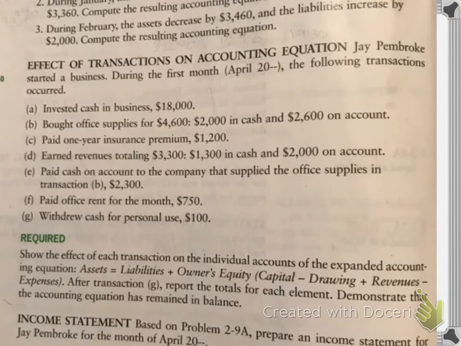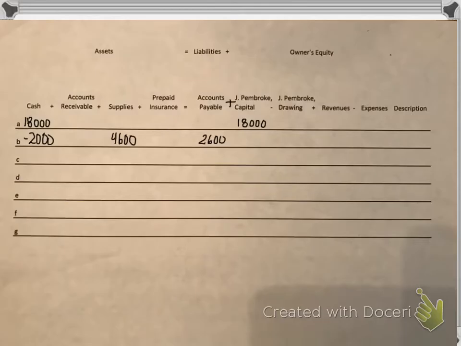Okay, so transaction C says paid 1 year insurance premium $1,200. Paid 1 year insurance premium. So you're paying for insurance in advance. And if you remember, as we went over the chapter, insurance paid for in advance is an asset, and we call that asset prepaid insurance. So we are getting prepaid insurance.